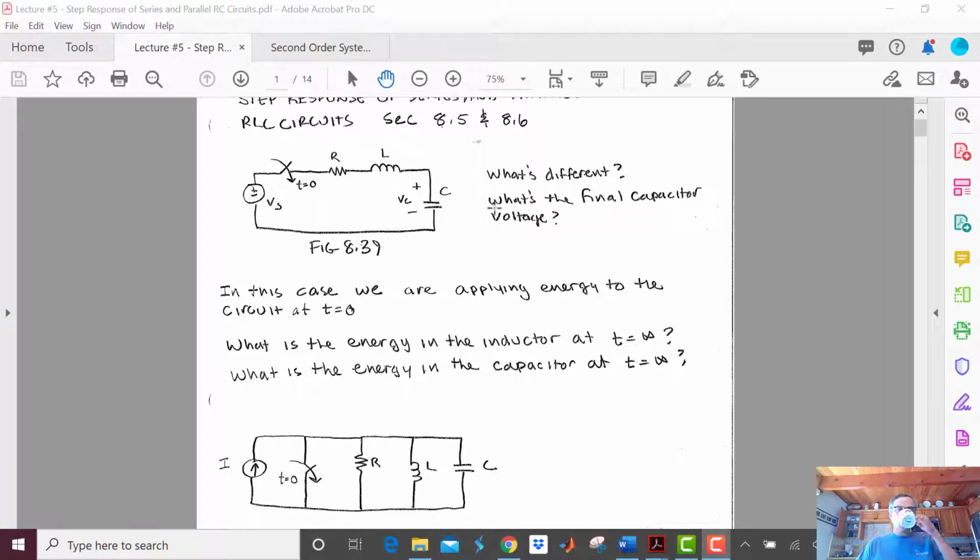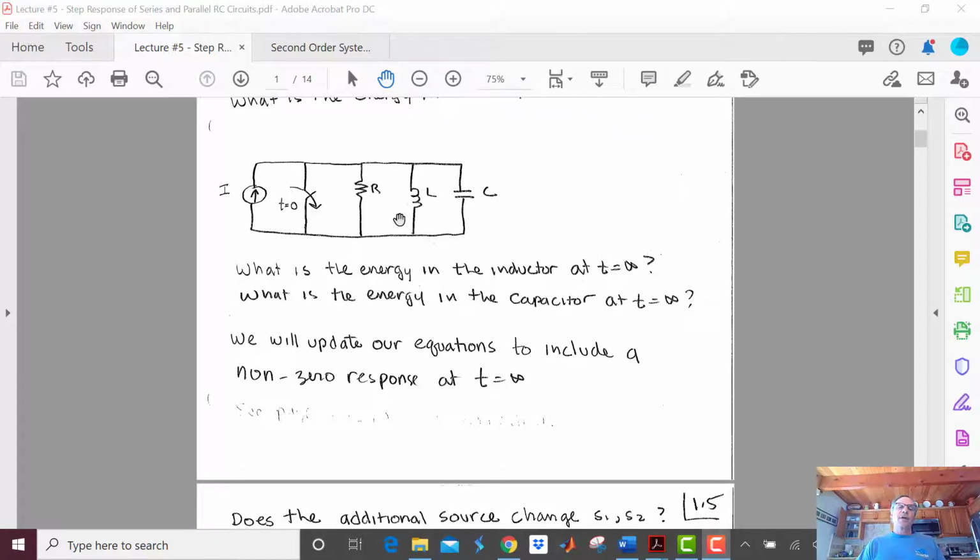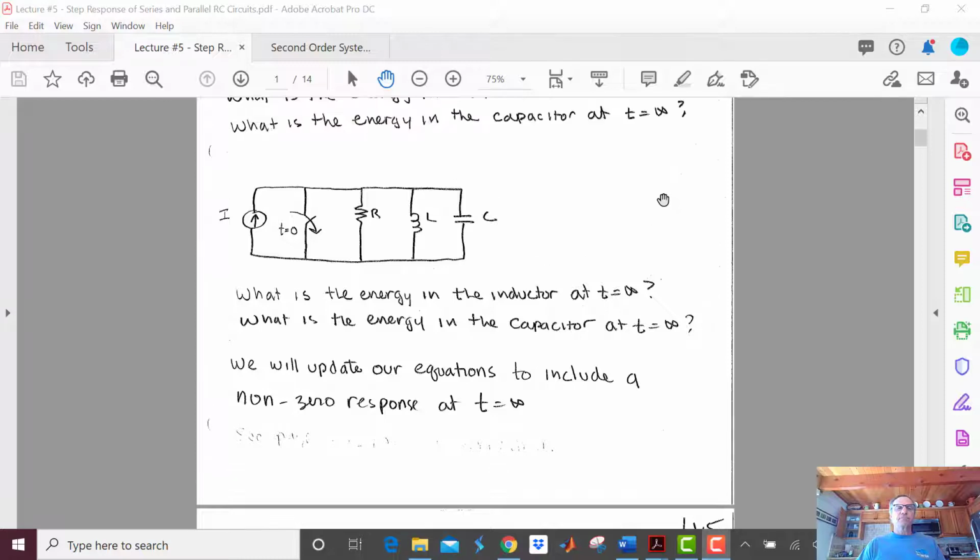So now let's look at a parallel RLC circuit. So at t equals 0, I'm going to open this switch. So that means at t equals infinity, this source is part of the circuit. And of course, that's the different piece that we're dealing with today. So what's the energy in the inductor at t equals infinity?